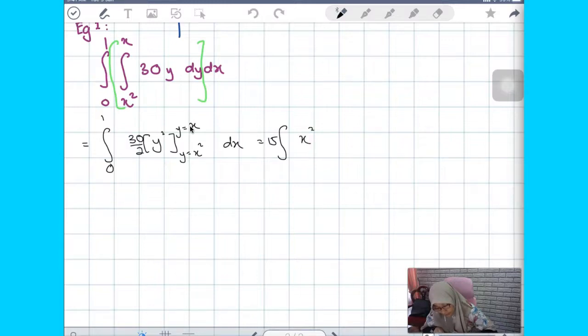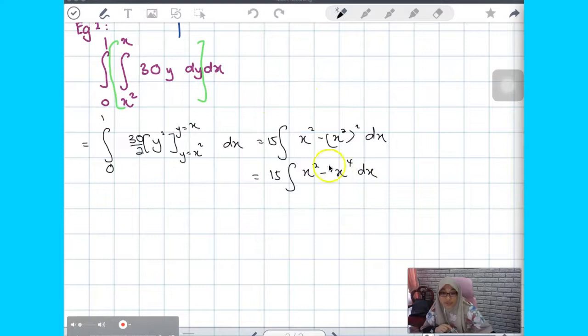minus x squared, squared, dx. When we simplify, you will get 15 times the single integral of x squared minus x to the fourth dx. As you can see here, your expression now is just x only. Why? Because the y is already replaced by the limits that we have.